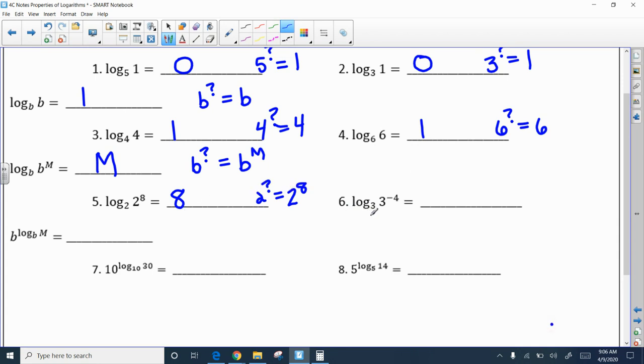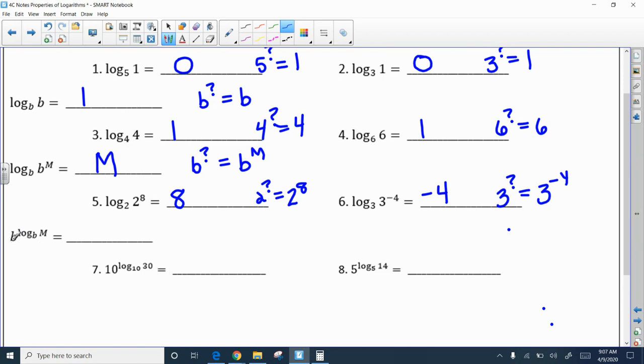All right, number 6, similar problem. This one has log base 3 of 3 to the negative 4th power. The log base 3 and the exponential base of 3 are going to get rid of each other, and this is just going to equal negative 4. Again, we can think about it. If we're trying to evaluate this expression, it means 3 to what power equals 3 to the negative 4. Now, again, they have a base of 3, so in order for those to be equal, the power has to be negative 4.